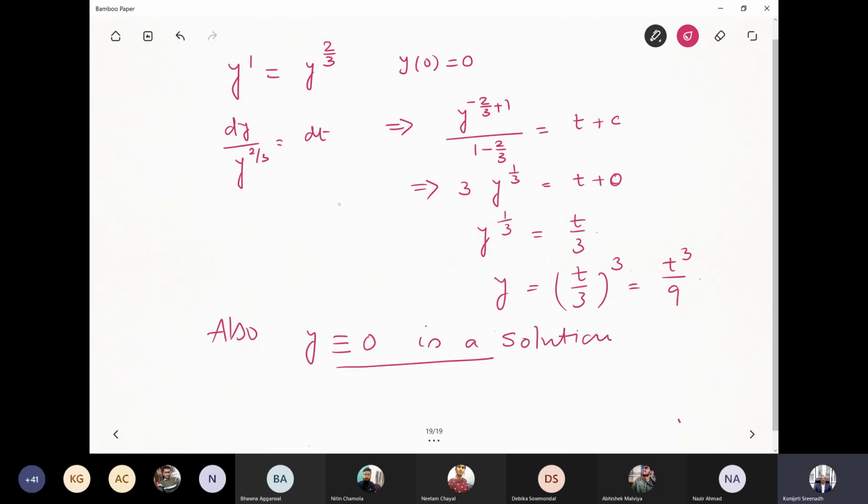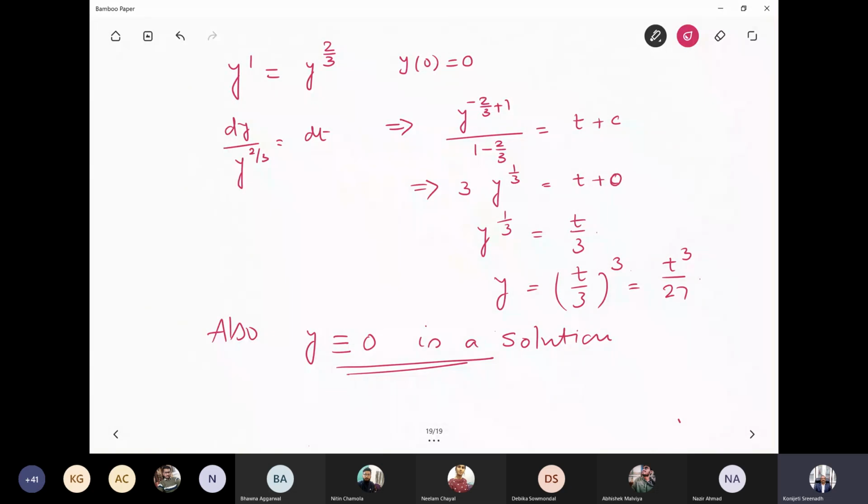Right? Sir, it should be t cube by 27. T cube by 27, sorry. 3 cubes are 27. Yeah, right. So also y equals 0 is a solution. So this problem now has two solutions, at least. See that there are at least two solutions.